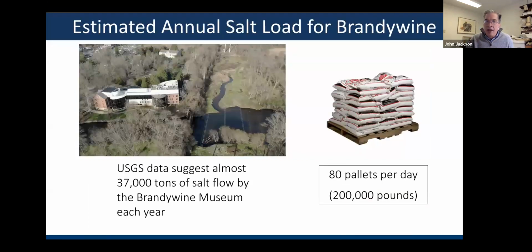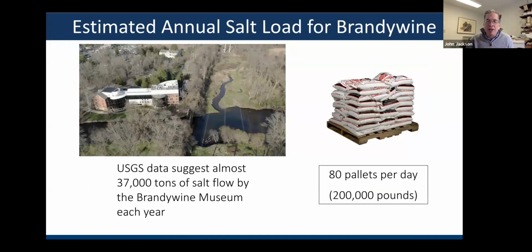If you go to a neighboring stream, so this was the stream I showed you some data on. It's by the Stroud Center, has a USGS gauge on it. We calculated that 37,000 tons of salt flow by this museum.